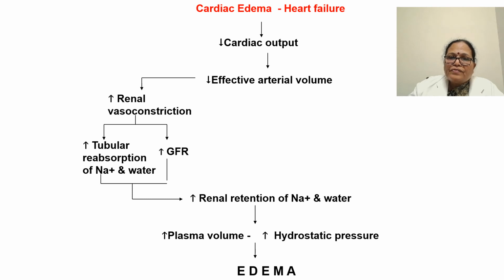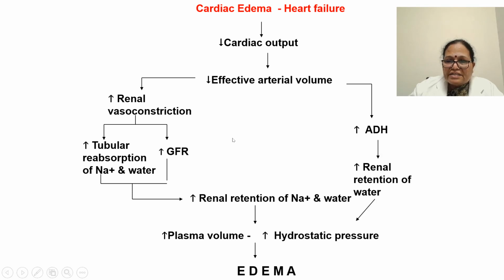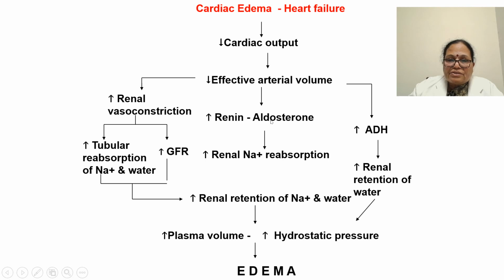So we'll come to the decreased effective arterial volume. What does it lead to? Increased ADH. This leads to increased renal retention of water. When water is retained, there is increased hydrostatic pressure, and finally we get edema. And wherever effective arterial volume is decreased, it starts increasing the renin, aldosterone, and increased sodium reabsorption.